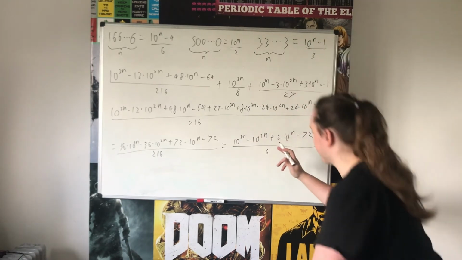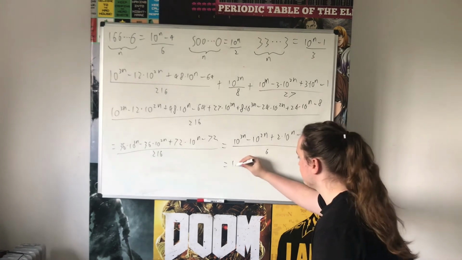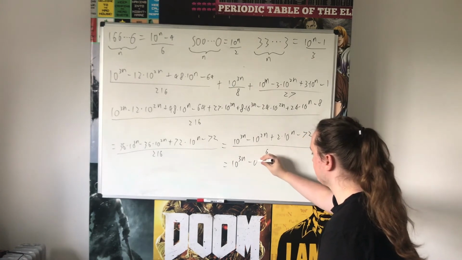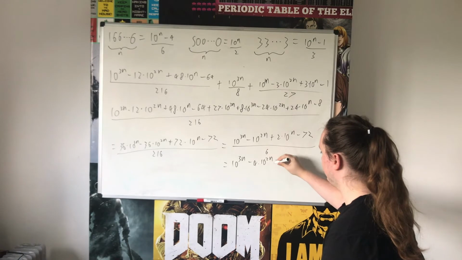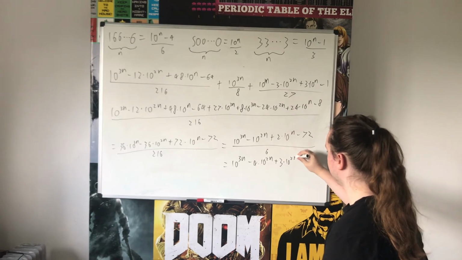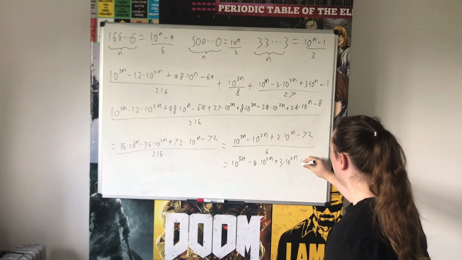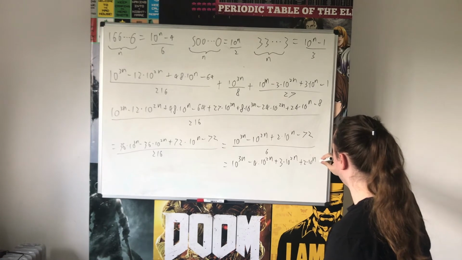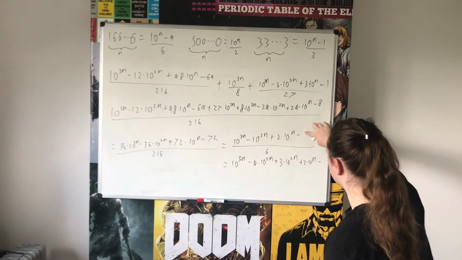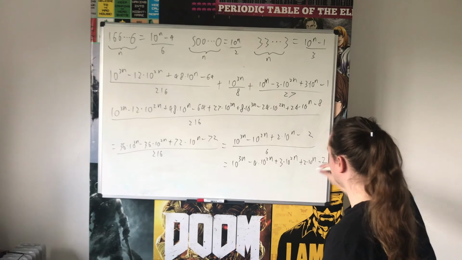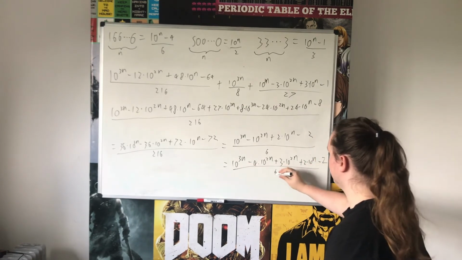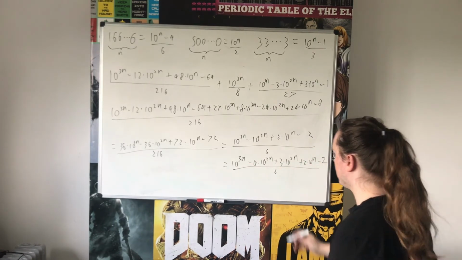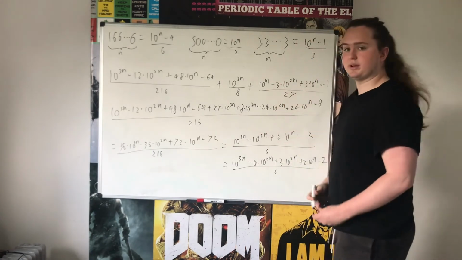Now we can rewrite this as 10^(3n) - 4 times 10^(2n) + 3 times 10^(2n) + 2 times 10^n - 2, sorry, this should have been a 2, minus 2 all over 6. And now I'll just clear some space so we can carry on from here.